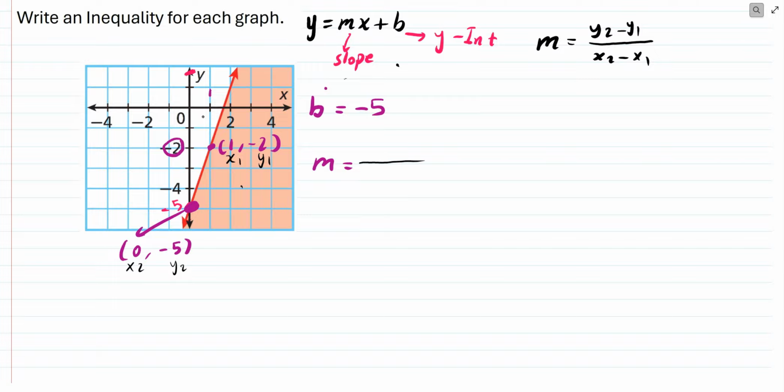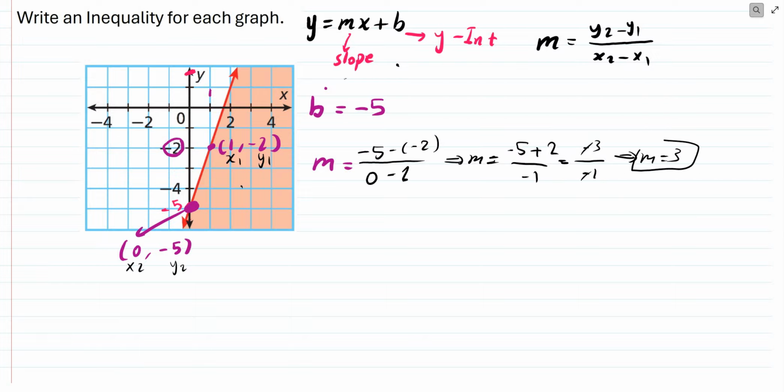You can find slope by this one. So y2 minus y1, we have -5 minus -2 over x2 minus x1. x2 is 0 minus x1 is 1. So we will get m equals -5 minus going to be +2 over -1. -5 plus 2 going to be -3 over -1. Final answer, m equals 3, because negative with negative, they cancel each other. So m is 3.